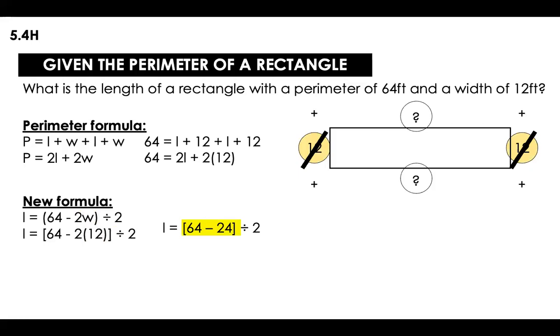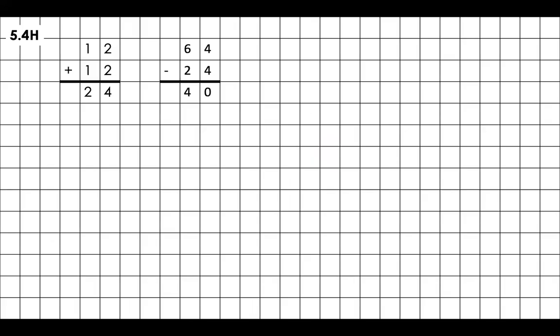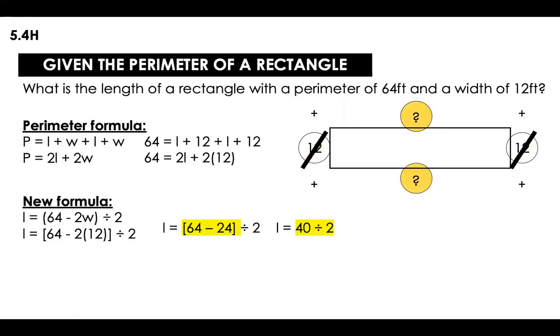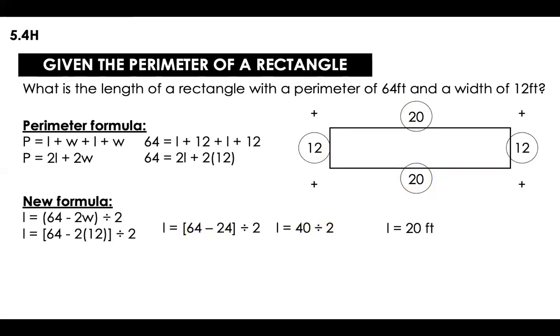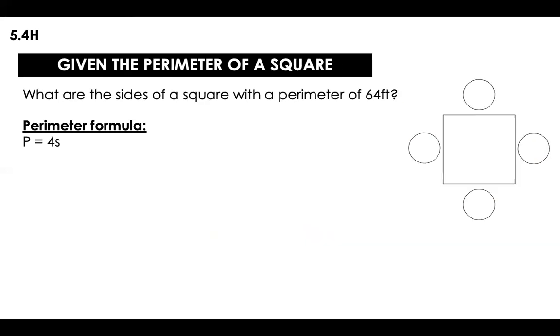Now I know that I have a total of 64 minus 24. That will be equal to what? That will be equal to 40. And that 40 is the combined amount of the 2 lengths together. So if I want to know each of those, what do I have to do? I just have to divide them by 2. 40 divided by 2 is equal to, yes, 20. So in this case, I know that the length will be 20. And if I add 20 plus 20, 12 plus 12, it is going to be equal to 64.